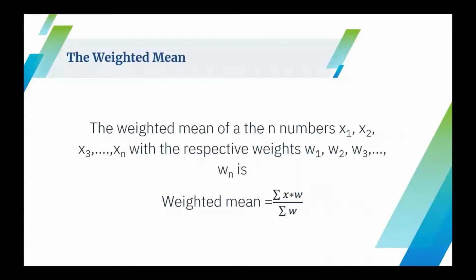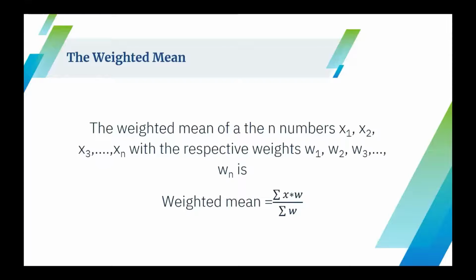The weighted mean of n numbers x1, x2, x3 up to xn with respective assigned weights w1, w2, w3 up to wn is equal to the summation of x times w over the summation of w, where the summation of x times w is the sum of the products formed by multiplying each number by its assigned weight, and the summation of w is the sum of all weights.